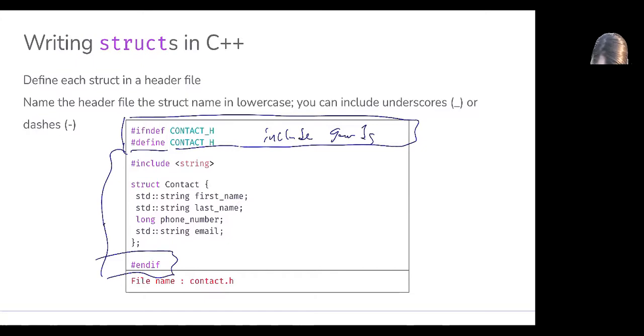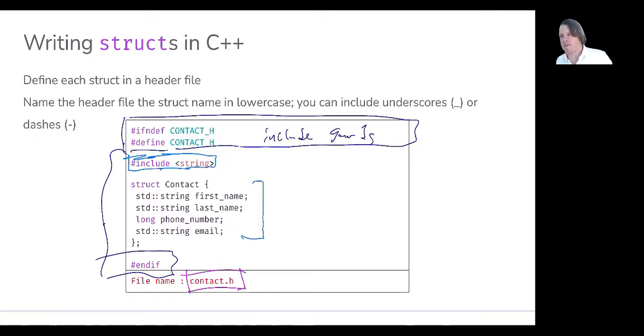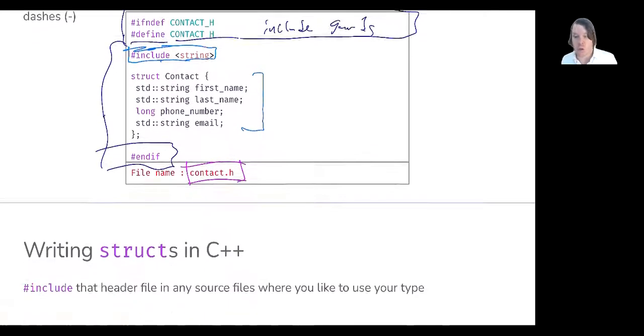Here, notice that our definition of struct is using a standard library string. That means in order for the compiler to know what a string is, we better #include string. And then this is the same definition that we saw before. The file name for this is just going to be contact.h. Remember, same name as the struct, but lowercase. Had it been PersonContact, it'd be person_contact, again using the underscore or dash to separate out the different words comprising the name.